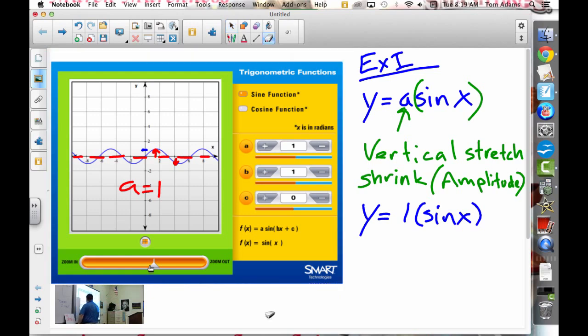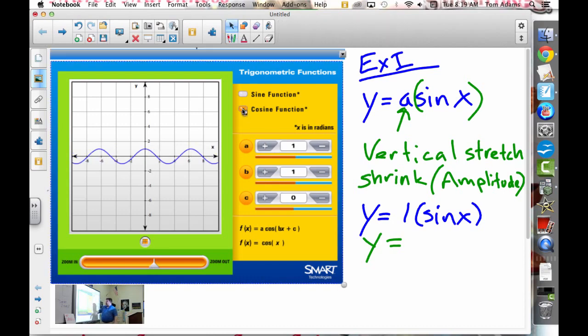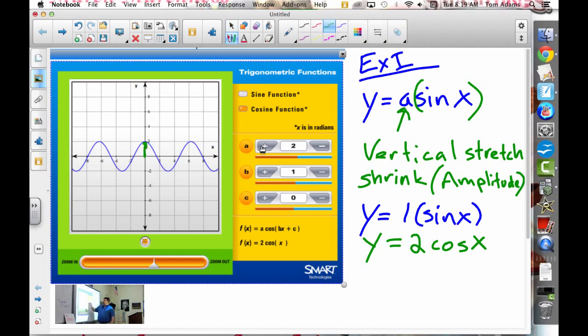So this is what example number 1 is. They did cosine, so let me switch that out. Cosine's the same thing. They say 1/2 of cosine of x, but let me just change it to 2, so I'm going to use a slightly different number. If I say 2 times cosine of x, it's the same function, but now it stretches it out vertically. Now it has an amplitude of 2. It goes from negative 2 to 2.